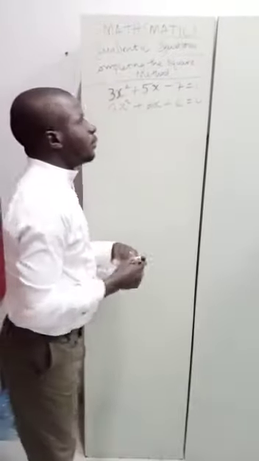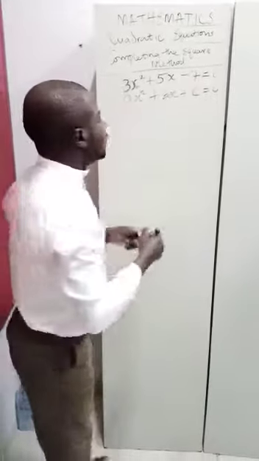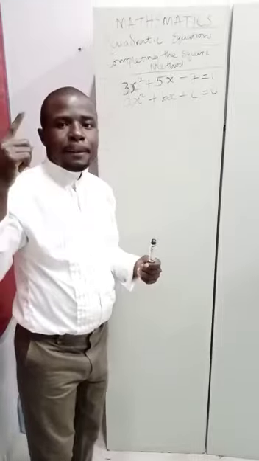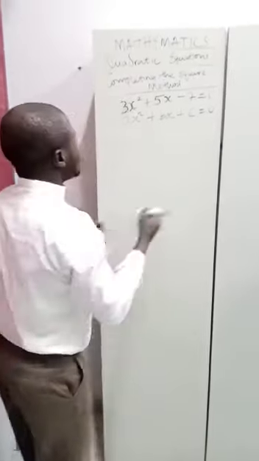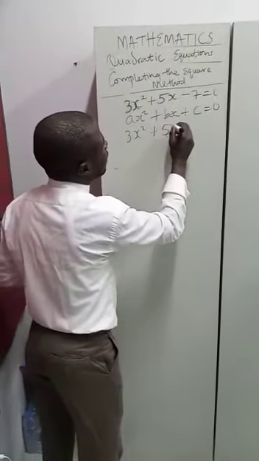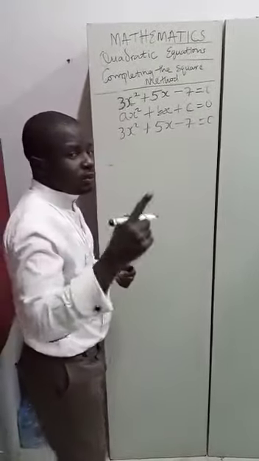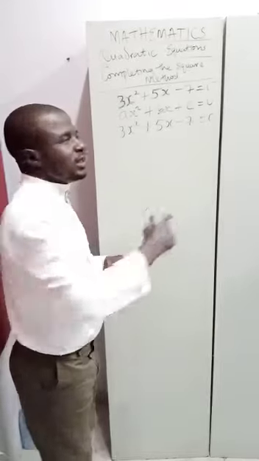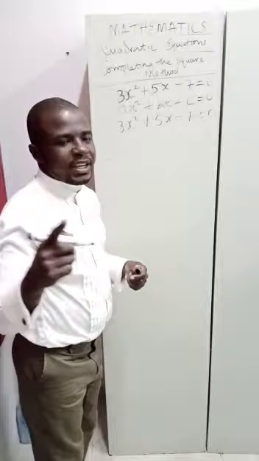So the first step says that we should transfer c over the bridge. That is the first step that is necessary anytime we want to apply the completing the square method to solve a quadratic expression. Now we have 3x squared plus 5x minus 7 is equal to 0. I said the first step is to transfer c over the bridge. Whatever the value of c is, transfer it over the bridge.